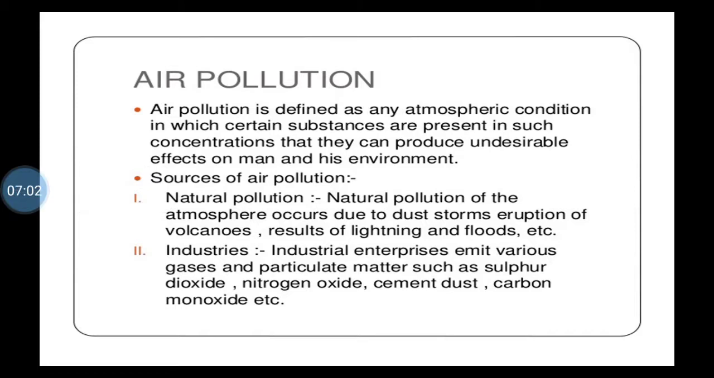So, air pollution is defined as any atmospheric condition in which certain substances are present in such concentrations that they can produce undesirable effects on man and his environment. Now, the major sources of air pollution we will talk about. Natural pollution of the atmosphere occurs due to dust storms, eruption of volcanoes, resulting in lightning and floods.